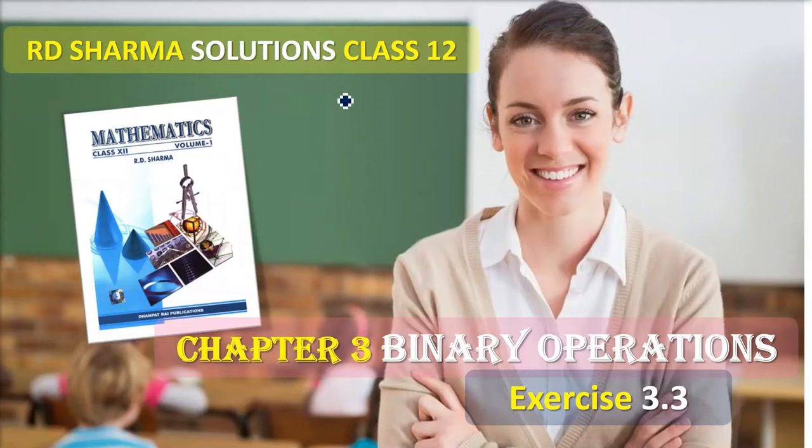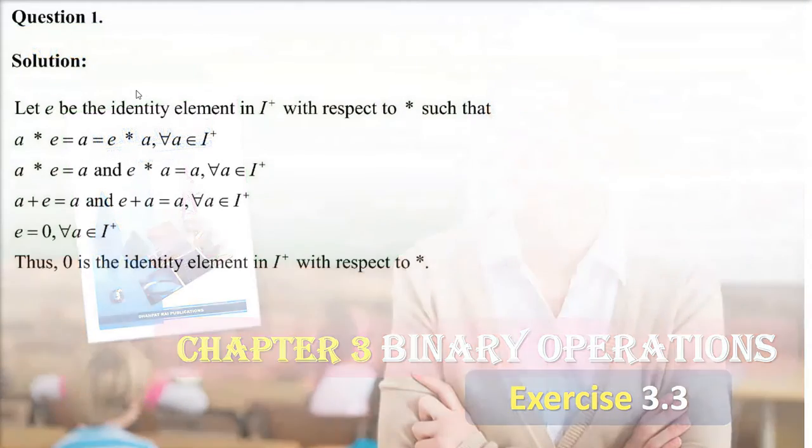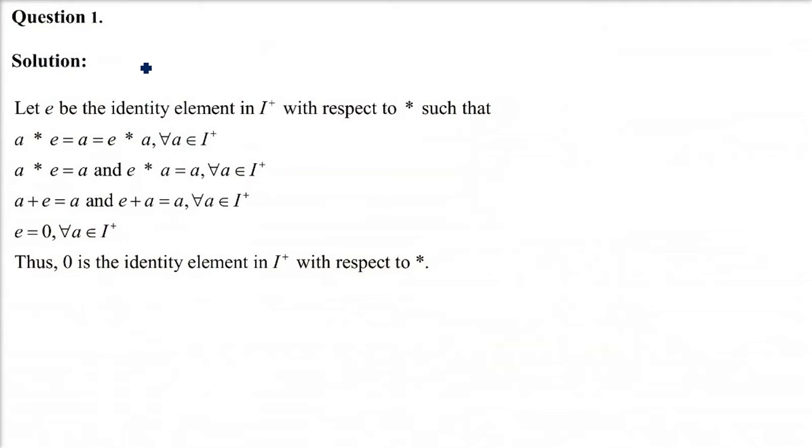This is R.D. Sharma solution, class 12, chapter number 3, binary operations. Exercise is 3.3. The first question is, find the identity element in the set I plus of all positive integers defined by A star B equals A plus B for all A, B belong to I plus.